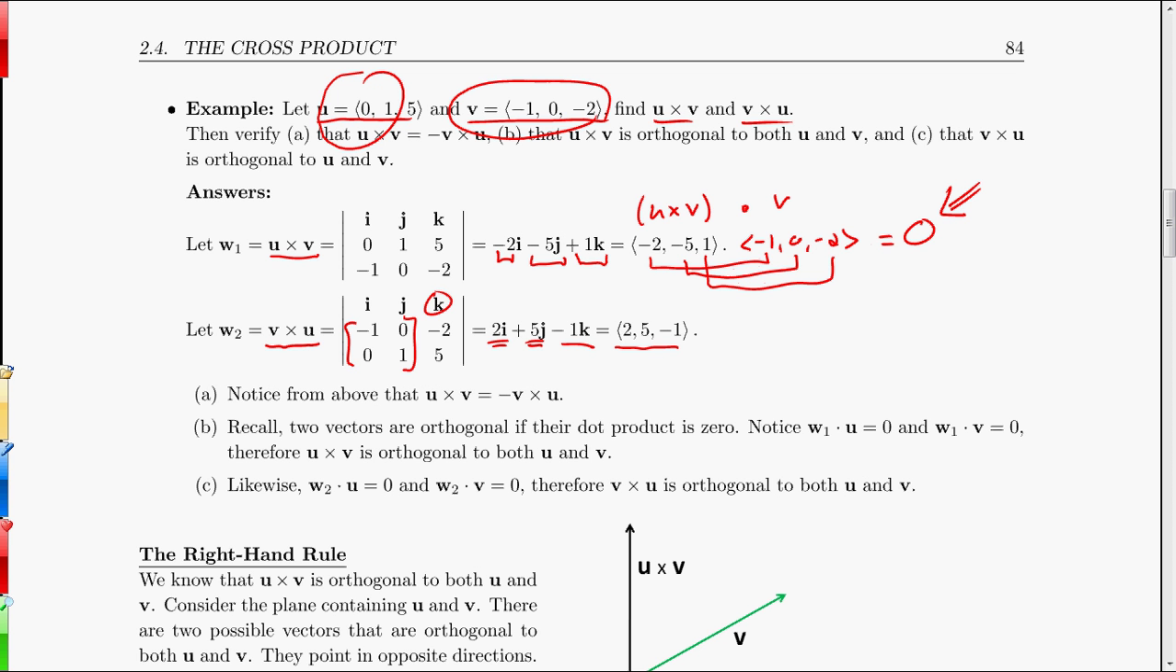And now this is V cross U. If you were to dot product that with U, or if you were to dot product it with V, you'd get 0 as well, right? So that's the important thing. U cross V is orthogonal to both U and V, and V cross U, likewise, is orthogonal to both as well.